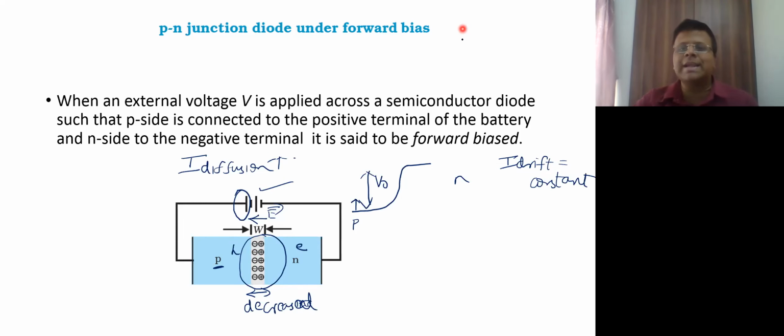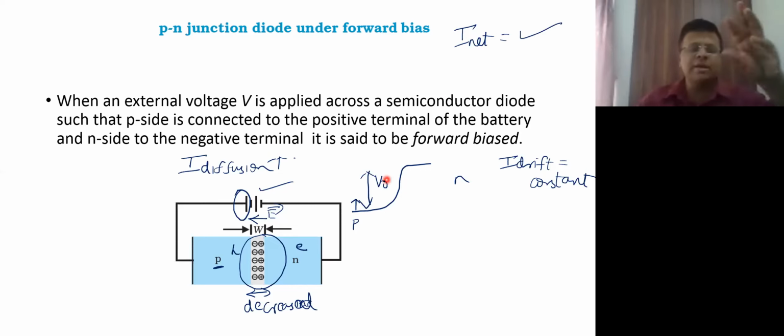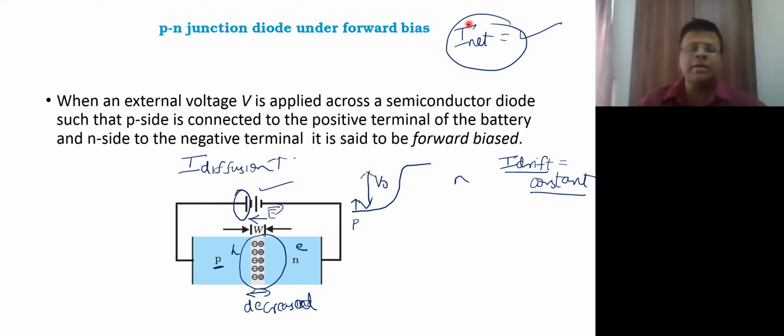So can I say that now there is going to be a net current? Previously, when it was kept in the cupboard, there was no net current, but now because of this forward biasing, your diffusion current has increased and your drift current is constant. So there is an effective current flowing from the P region to the N region.